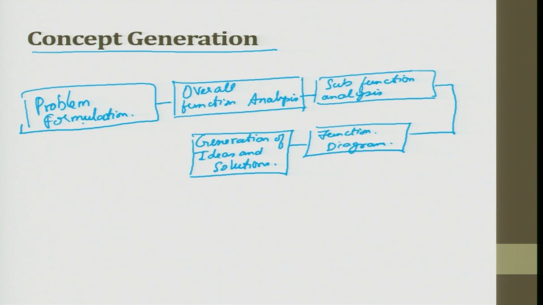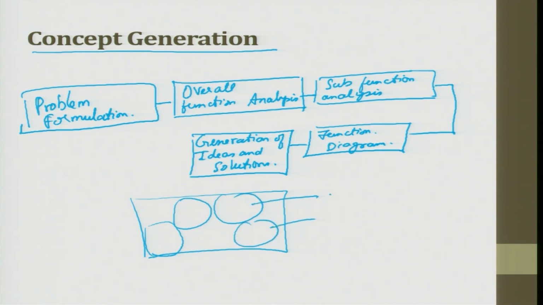So, first is problem formulation, then overall functional analysis, then sub functional analysis. Say for example, if you take a product, then the product will have subsystems. So, now what you do is these are subsystems. Like that you will have sub functions. So, each subsystem is going to do a sub function of the main function, okay, and then for each subsystem you will try to draw a functional diagram, and then you will try to generate ideas and solutions.